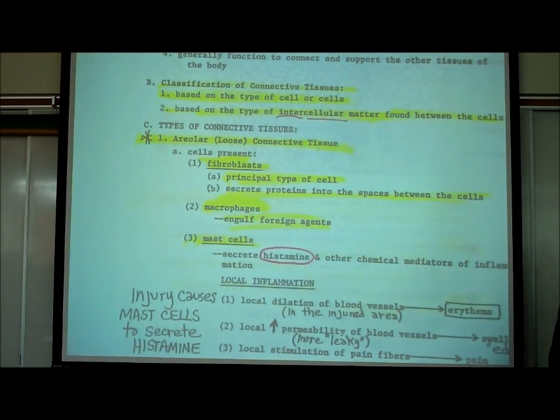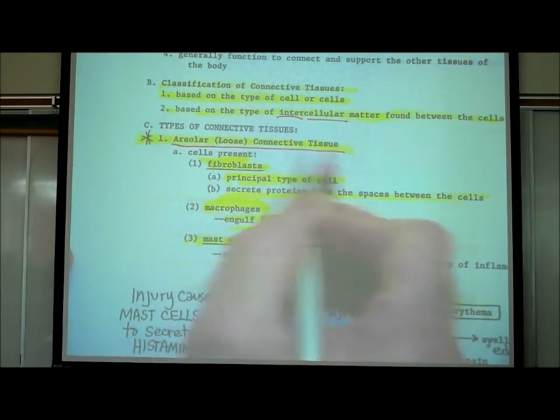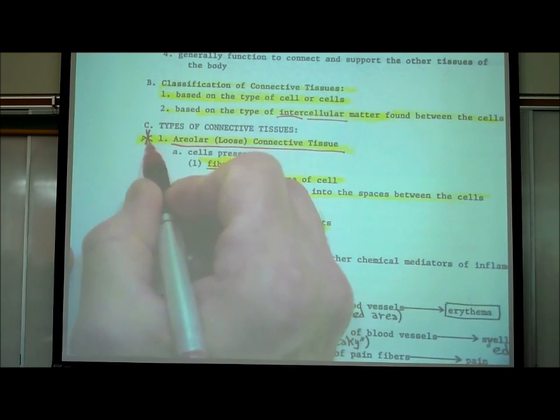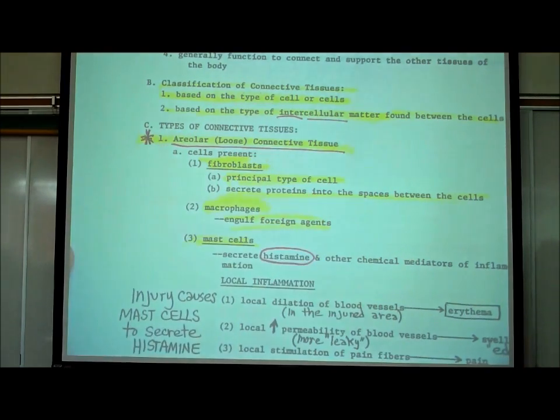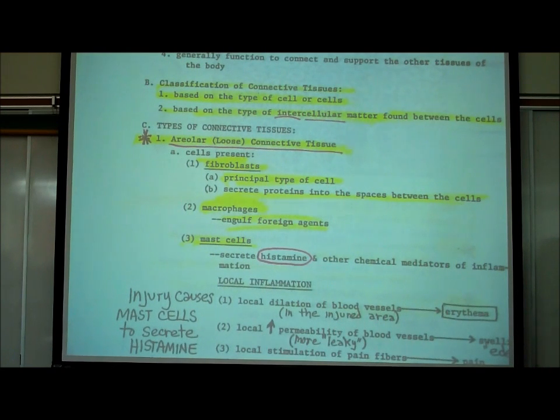Now, the first connective tissue is called areolar connective tissue or loose connective tissue, either term. And you need to know about it, and you need to recognize it under a microscope. This is a really important tissue. It is the most pervasive tissue in the body. It's found everywhere in the body. It's really holding everything else together.